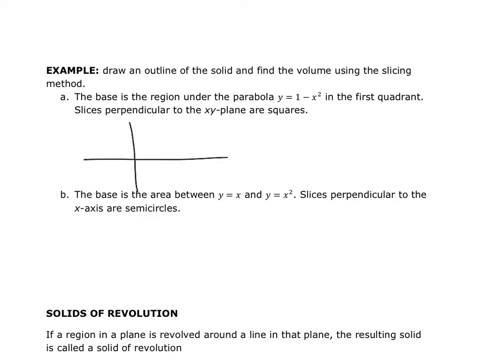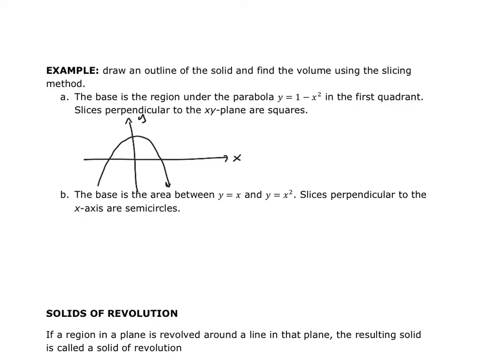So the parabola is 1 minus x squared. So it's going to look something like this. So here's 1 minus x squared. Here is y, and here is x. The slices that we're going to take are going to be perpendicular to the plane.